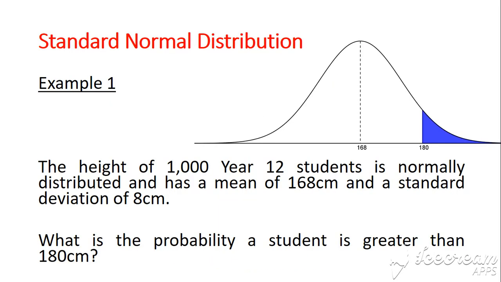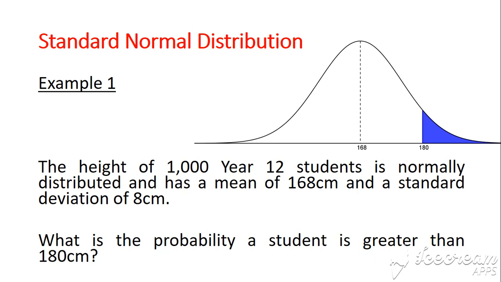All right, let's get into the example. The height of 1,000 Year 12 students is normally distributed with a mean of 168 and a standard deviation of 8 centimeters. You can see the curve drawn above. The mean is in the middle at 168 centimeters. Now the question we're going to solve: what is the probability a student is greater than 180?